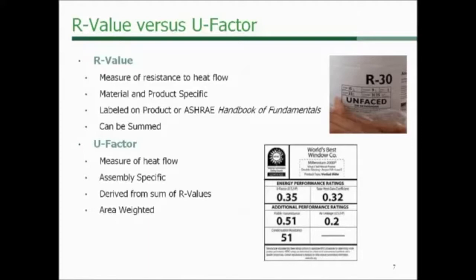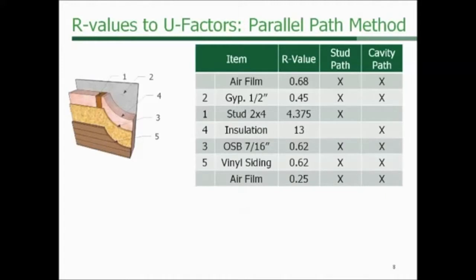And they're derived from the sum of R values. And you can't just sum U values as easily as you can R values. They're more area weighted averages than R values are. So for doing wood construction, we use what's called the parallel path method. There are other methods that can be used that are more complex, but since wood itself is a fairly decent insulator material, you're allowed to use the parallel path method according to the ASHRAE Handbook of Fundamentals.